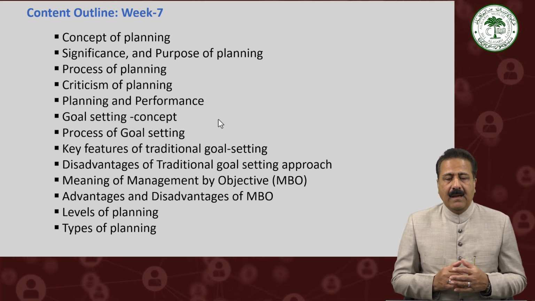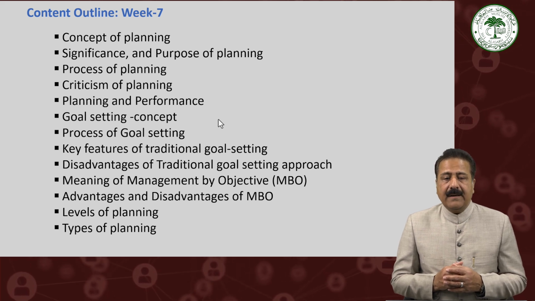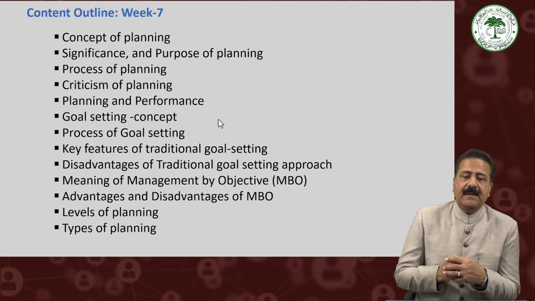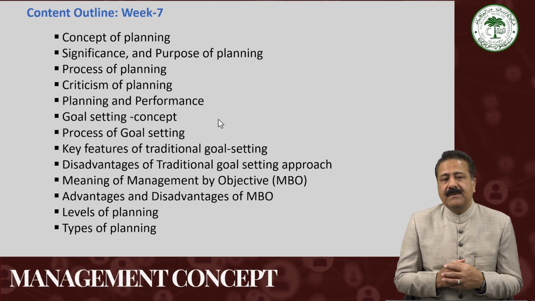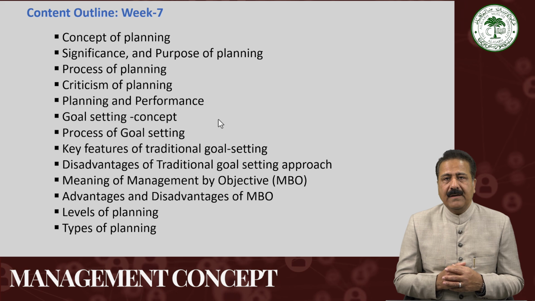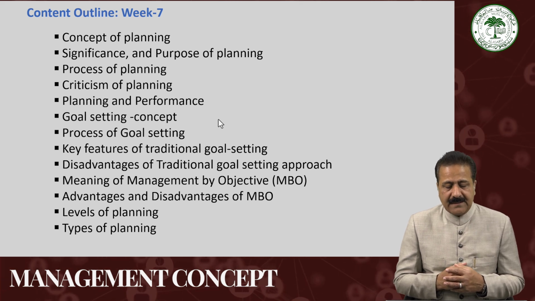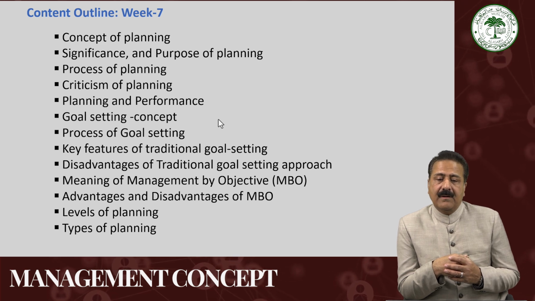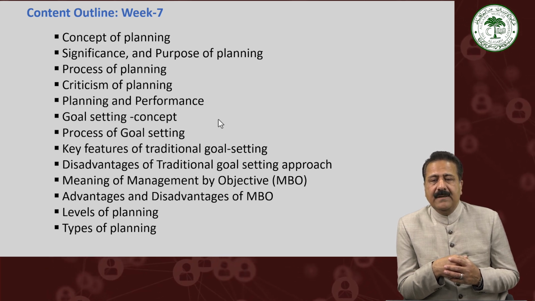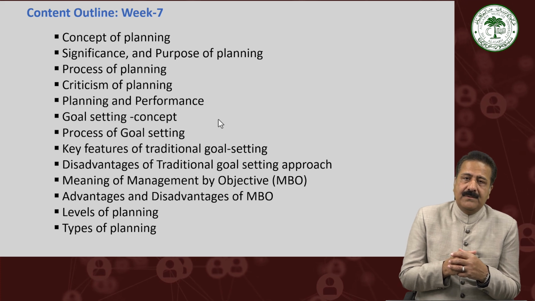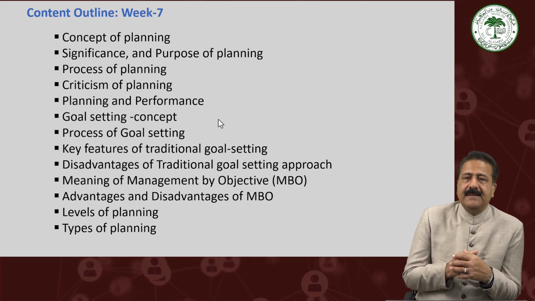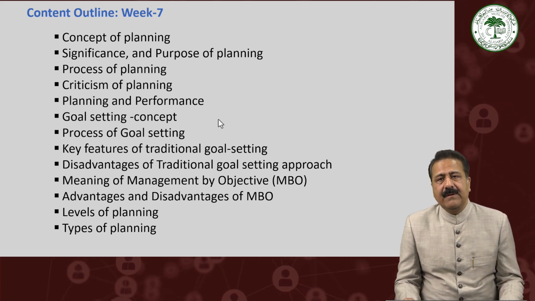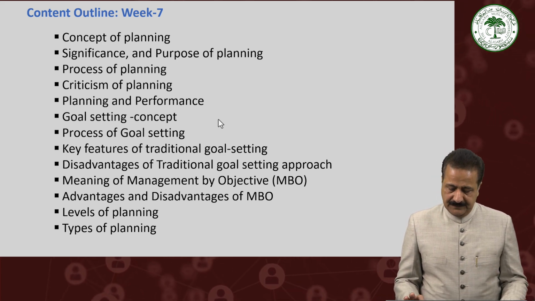purpose will be seen. We will see the process of planning, criticism of planning, planning and performance, goal setting, process of goal setting, and we will see the key features of the traditional goal setting. We will also have a look at the different advantages and disadvantages of the traditional goal setting approach. Students, we will also cover management by objectives, that is the MBO. We will also look at the related advantages and disadvantages of the MBO. Levels of planning and the types of planning will also be covered in this week.